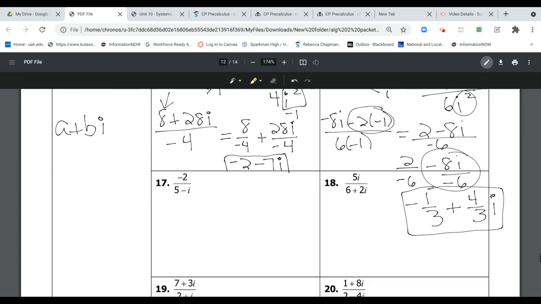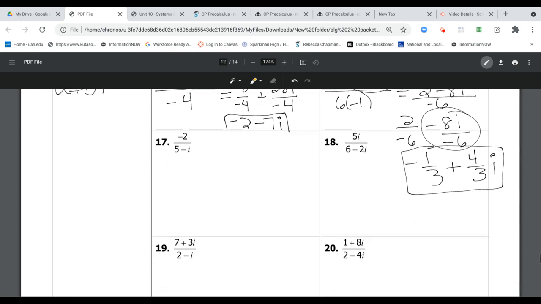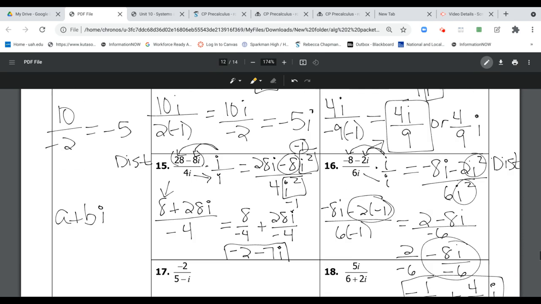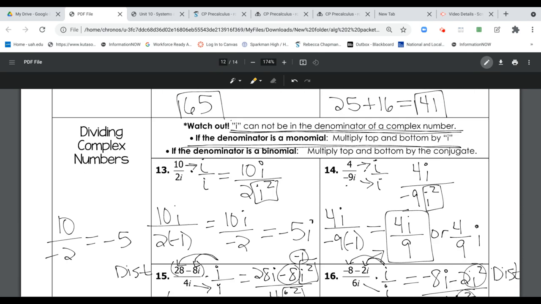All right, if you have any questions, make sure you ask. And then the last 4 problems, they are binomial denominators. So if we go back up to our rules list, it says if the denominator is a binomial, you multiply the top and bottom by the conjugate of the denominator. Okay, so you're going to multiply the top and the bottom by the conjugate of the denominator.